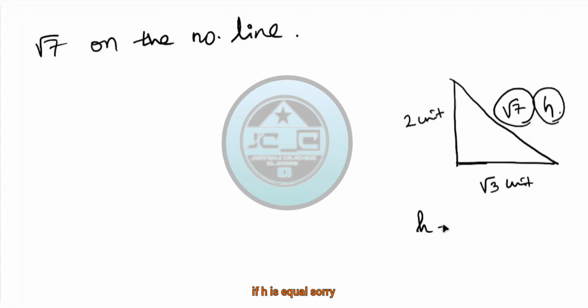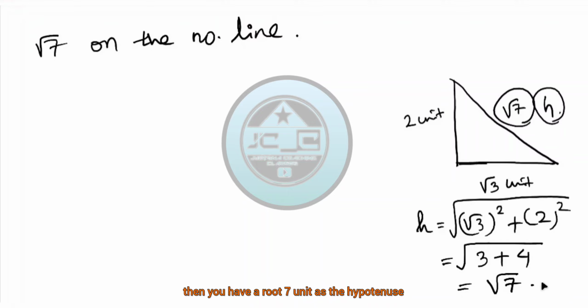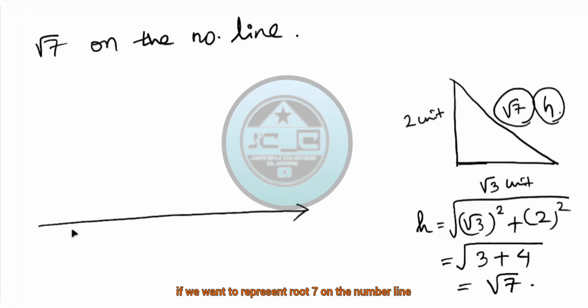If the base is root 3 and the perpendicular is 2, then you have the root of root 3 square plus 2 square. Root 3 square is only 3, plus 2 square is 4, then you have root 7 unit as the hypotenuse. So if we want to represent root 7 on the number line, first of all we need to have root 3. In order to have root 3, we first need to represent root 2 on the number line.